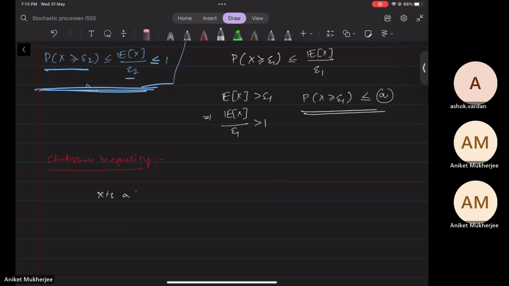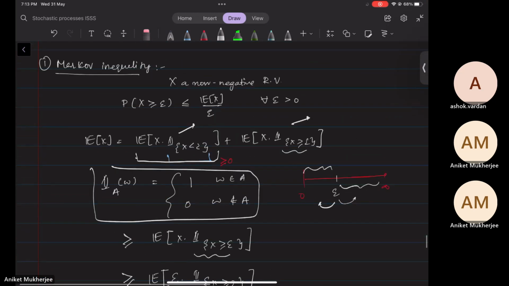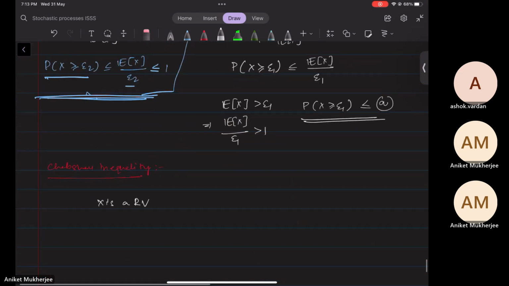X is a random variable. Now you don't have the non-negative X. Markov only works with non-negative random variables. X would be any random variable. Then you can say that (X minus expectation of X) whole square is also a random variable, and this is a non-negative random variable.